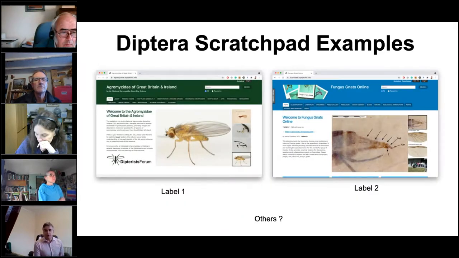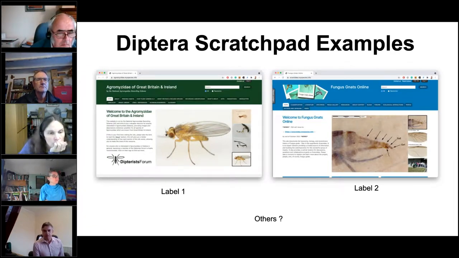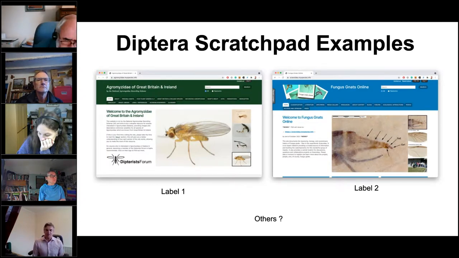And this is close to home. You may know others, but here's a couple of Diptera Scratchpad examples, showing you the general kind of things that you can do with galleries and taxonomy. If you know others, please let us know. I'd like to know. I've done some research with my colleagues to find out how you're using them.